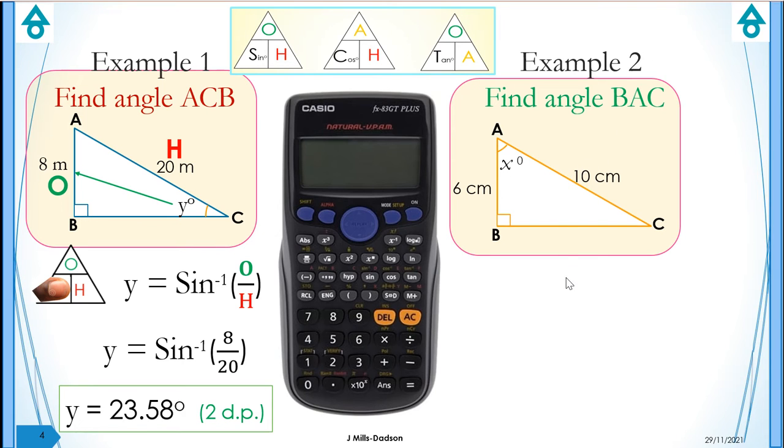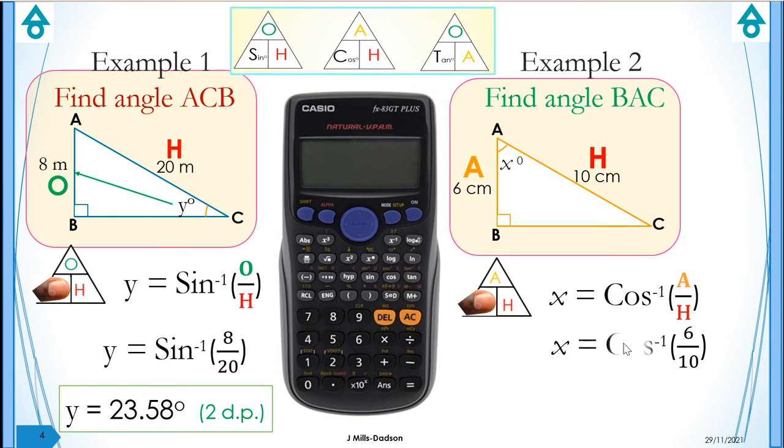Let's look at example 2. We start by labeling adjacent, this side, hypotenuse, this side. That's the opposite, but we don't need it. So here we check and see. We're going to use cosine because A and H are in cosine. We are looking for the angle, so we cover cosine. And because it's a cosine triangle, we're going to work out x is equal to the inverse of cosine of adjacent divided by hypotenuse. Replace A and H with 6 and 10.